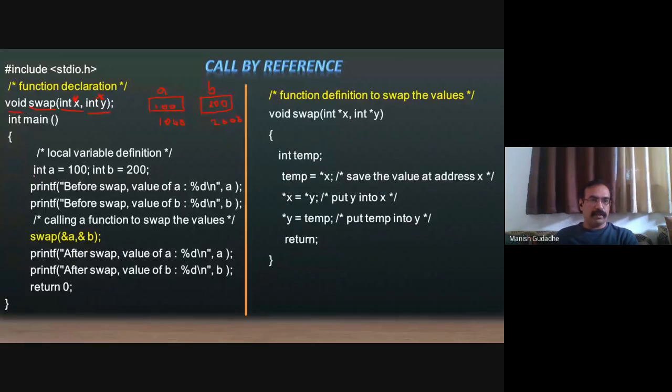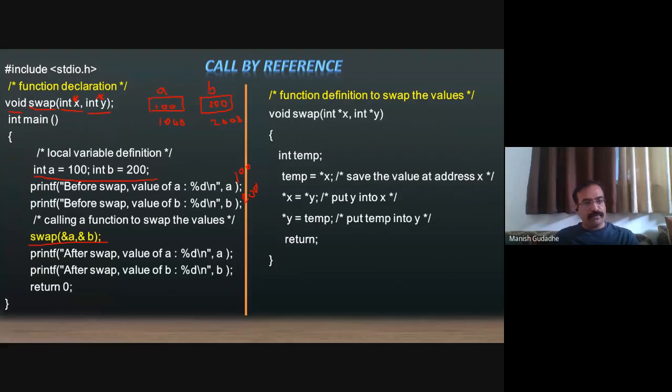Okay, so after this is going to happen. Now before swap, the value of A is 100 and the value of B is 200. This we know, this we have initialized. Now calling the function swap with the address of A and the address of B.